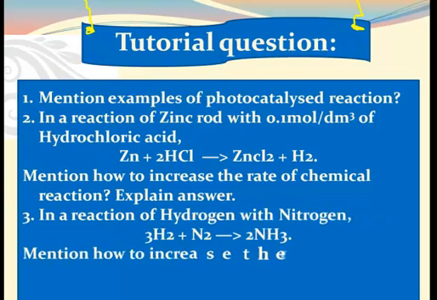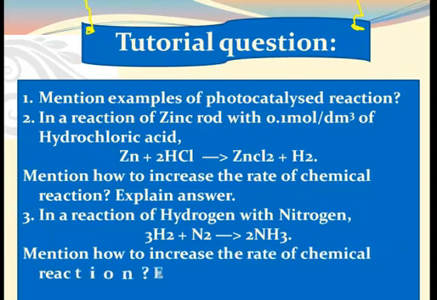Then number 2, we have reaction of zinc rod with 0.1 mole per dm cube of hydrochloric acid. Mention ways to increase the rate of chemical reaction. Since it is zinc rod, we can grind it into powder. That will increase the what? That will increase the surface area. Very good. We can increase the concentration of hydrochloric acid as well. Then since it is liquid and solid, there's no need for pressure here, so we can work on the rest.